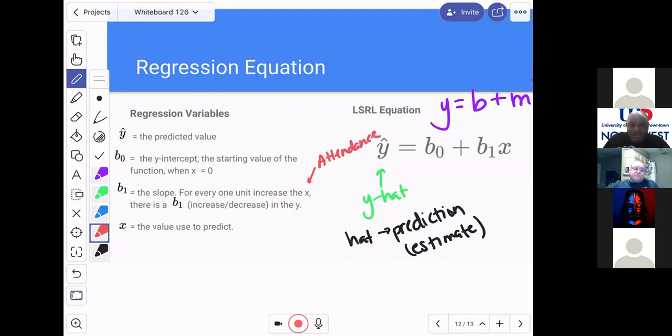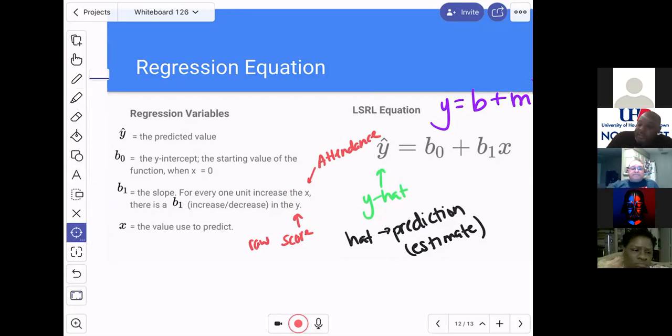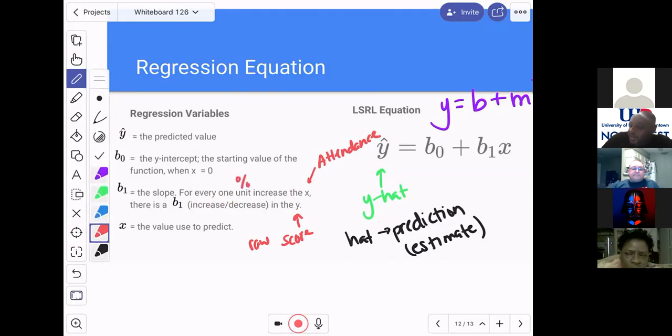That's attendance. And we know that the Y variable is the raw score, right? So when we start talking, we'll say for every one, we know the unit for attendance was percentages, by the way. The unit for attendance is percentage. So for every 1% increase in attendance, there will be, when we find the slope.